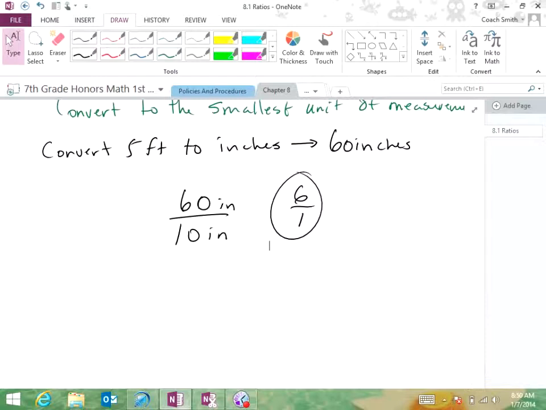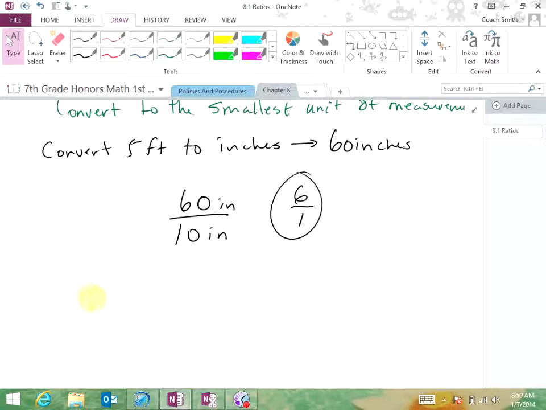Now, if you lose track of your conversions, like minutes, all that stuff, it's in the back cover of your book. All your conversions, like feet to yards, yards to miles, all that stuff.